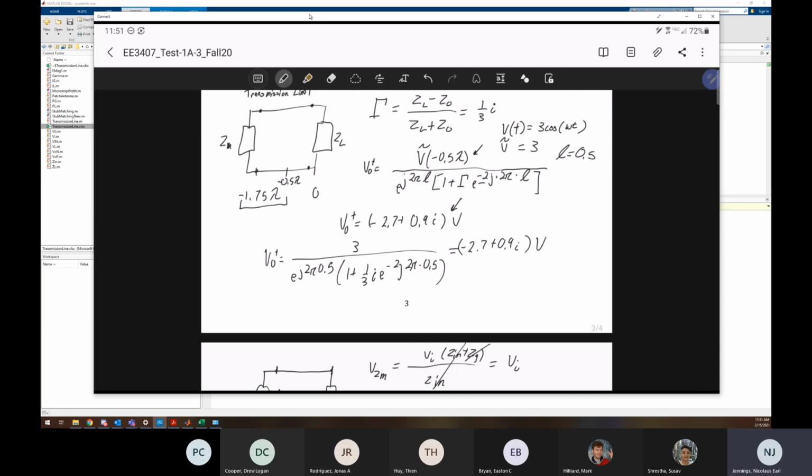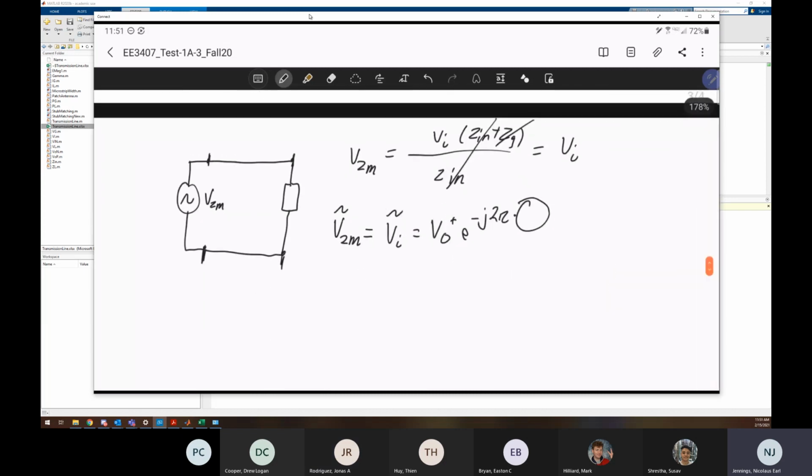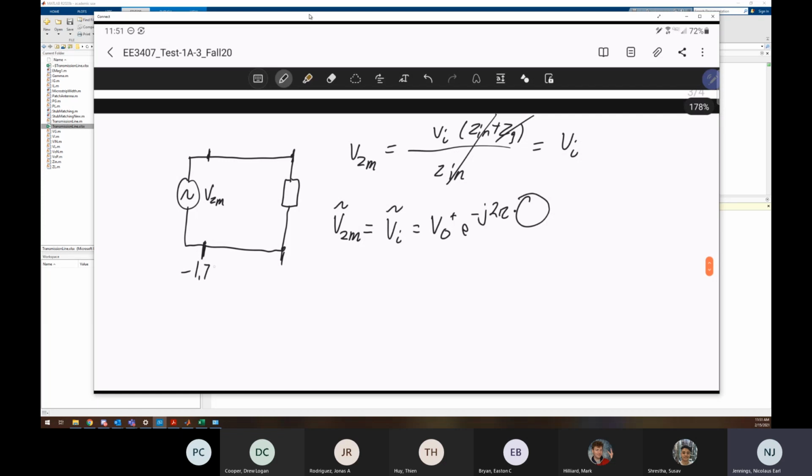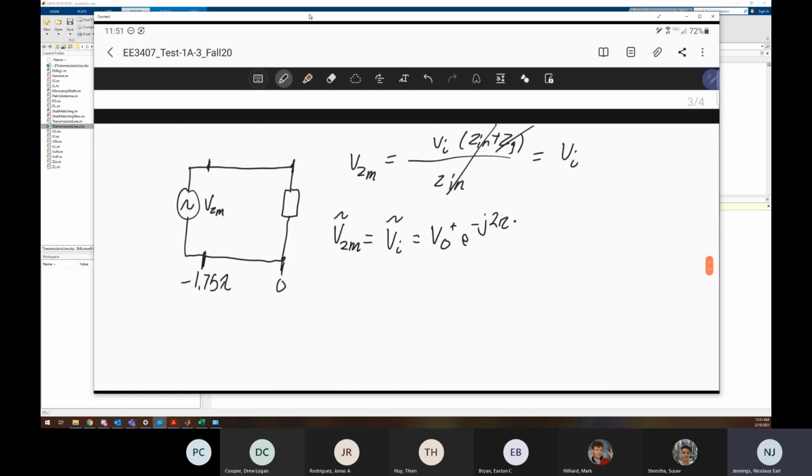And that's where the generator is, Zm. So I'll write that down right here. Minus 1.75 and then 0. And so we'll write 1.75 since I've already done the convention where the length is negative. And then we'll continue on writing this. So this is V naught plus gamma and then e to the j 2 pi 1.75. And then you can plug this into your calculator and get another answer.